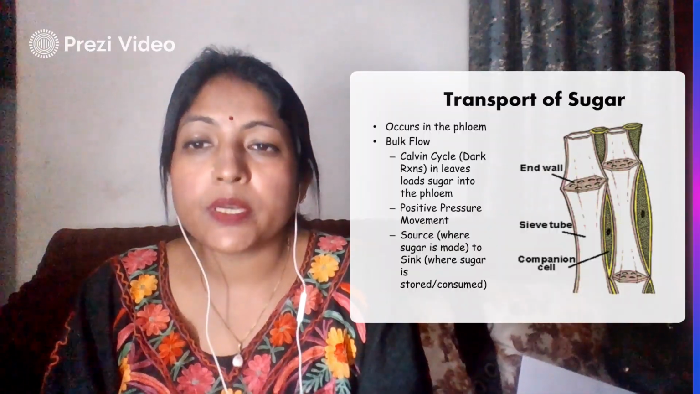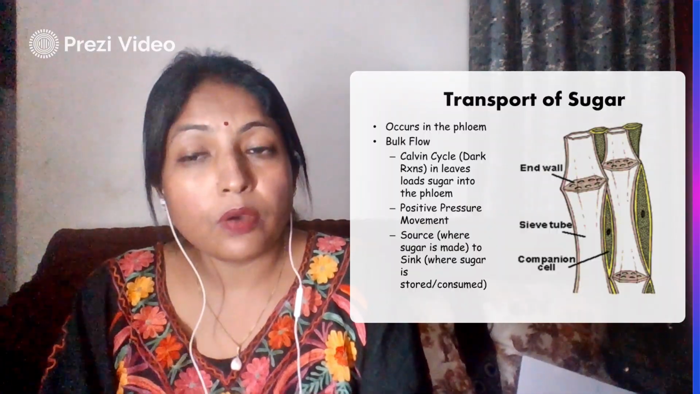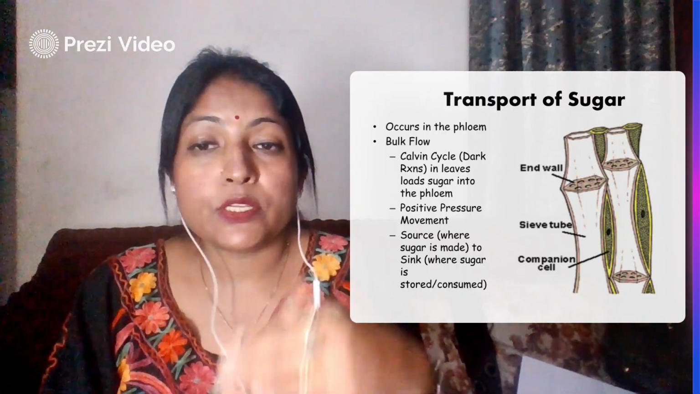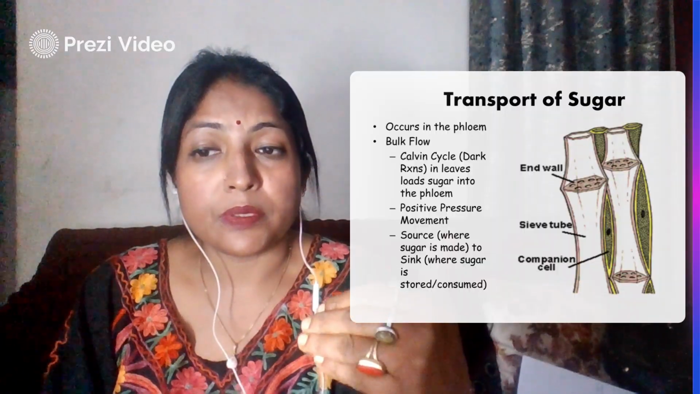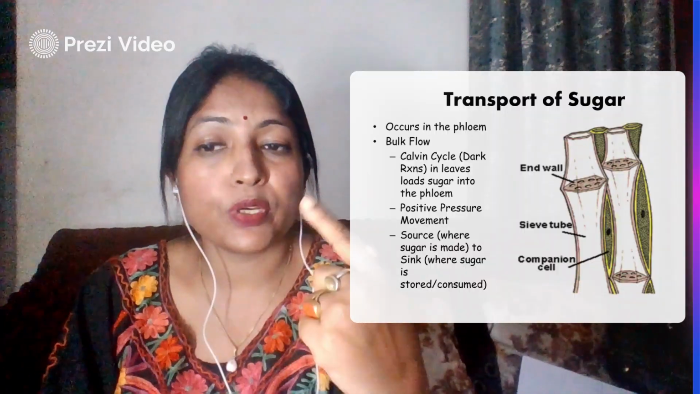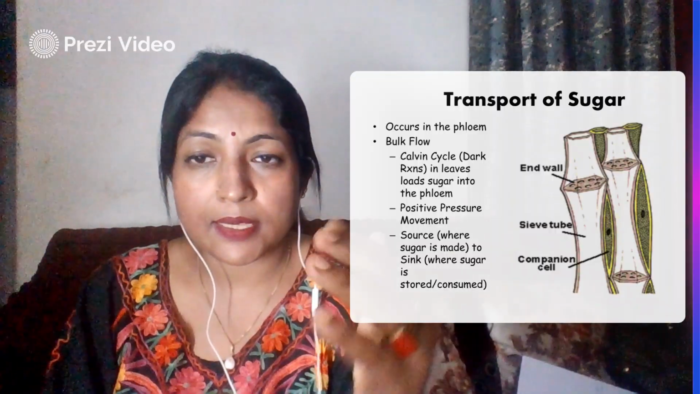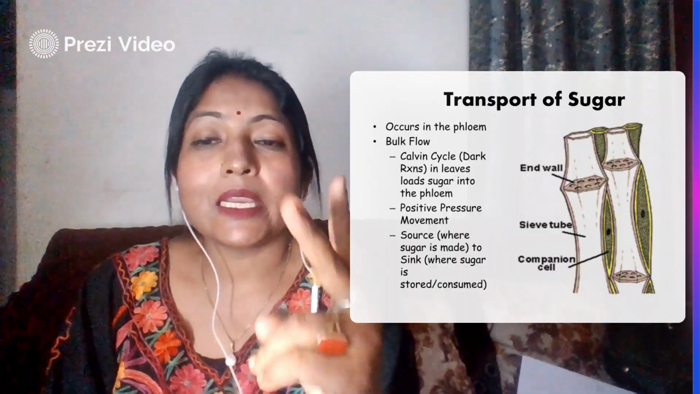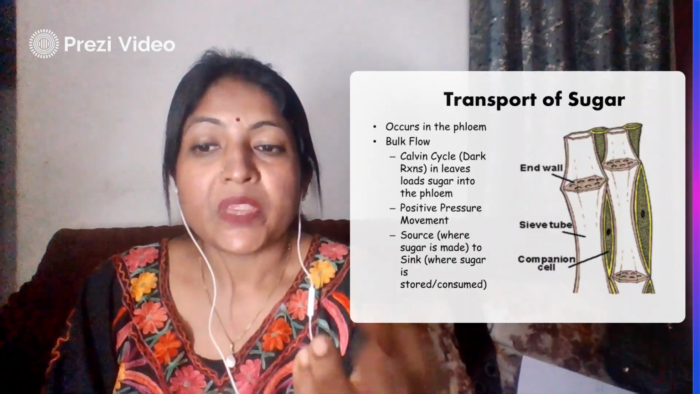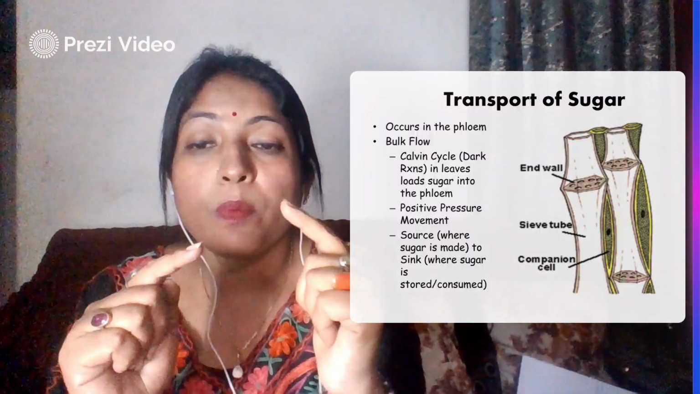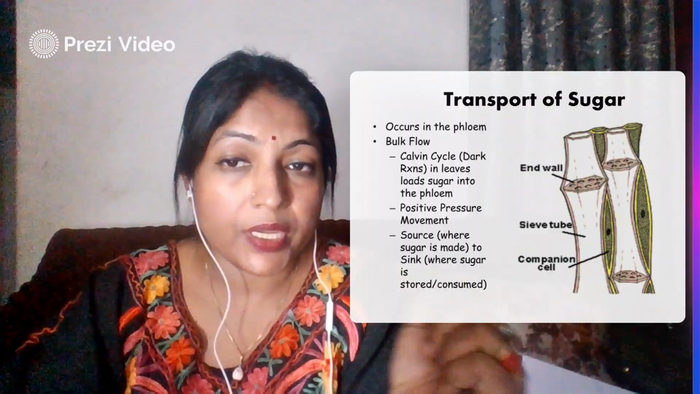Transport of sugar in plants occurs through the phloem and is called translocation. It occurs step by step. First is production of sugar. Sugars are made in leaves during photosynthesis, as I said in previous slide. Second one is loading into phloem. Sugar is actively loaded into phloem sieve tubes from leaf cells using energy ATP.